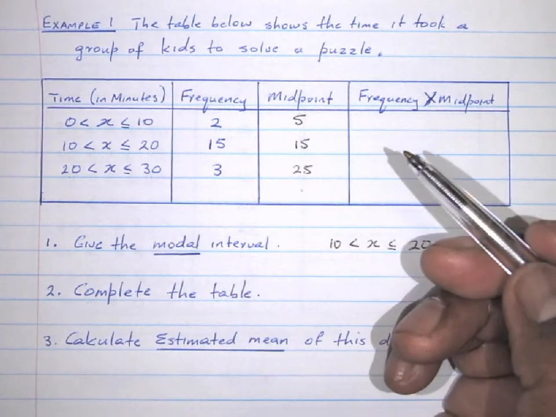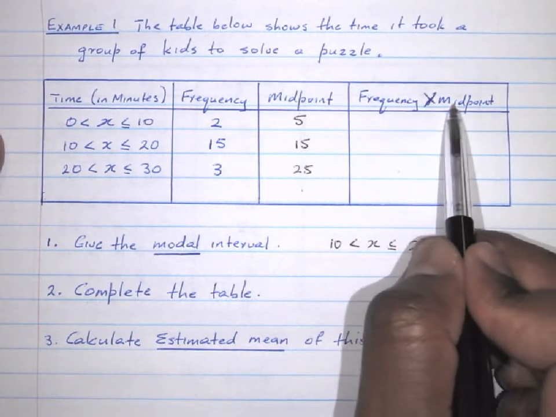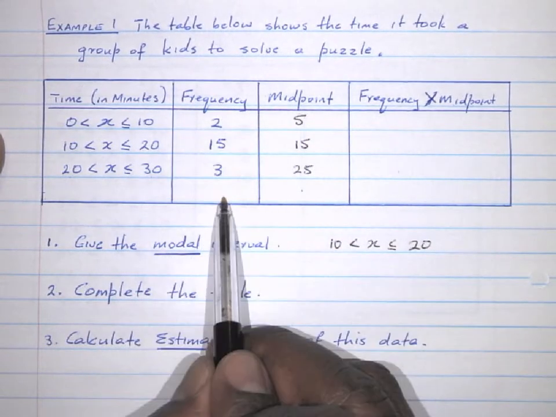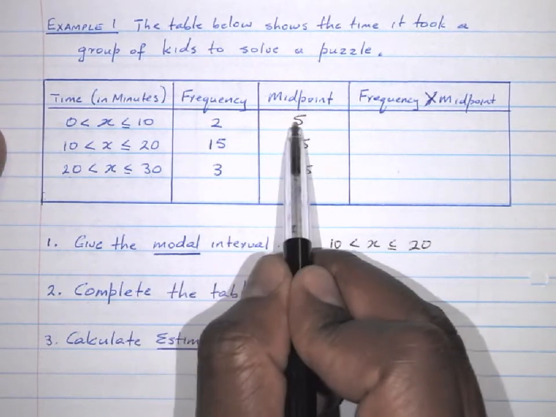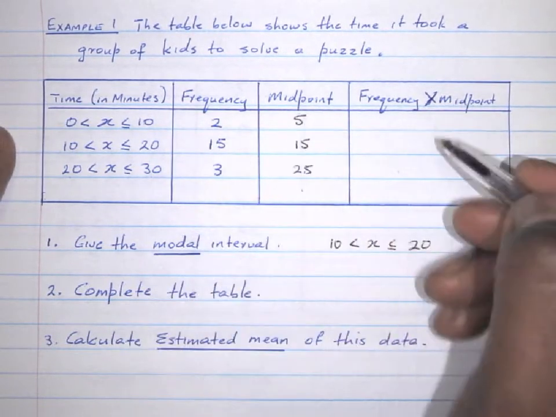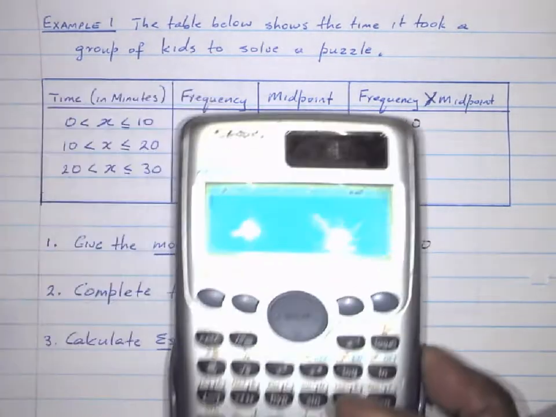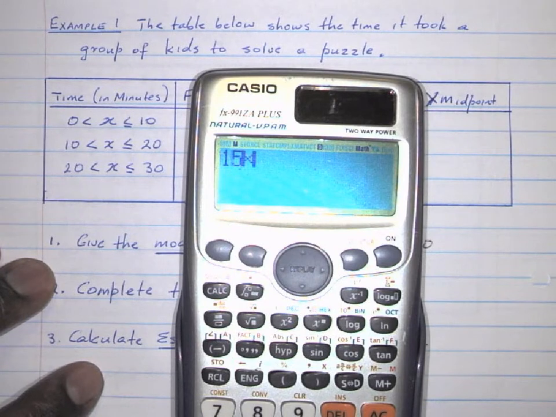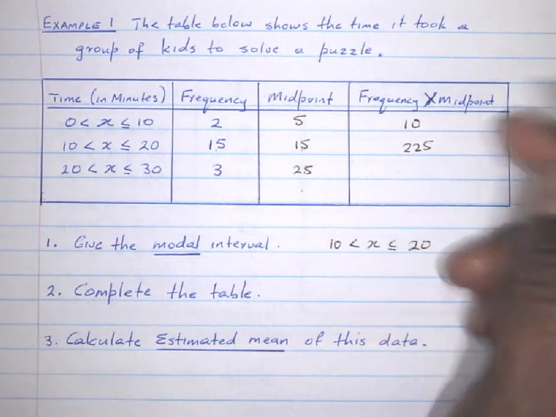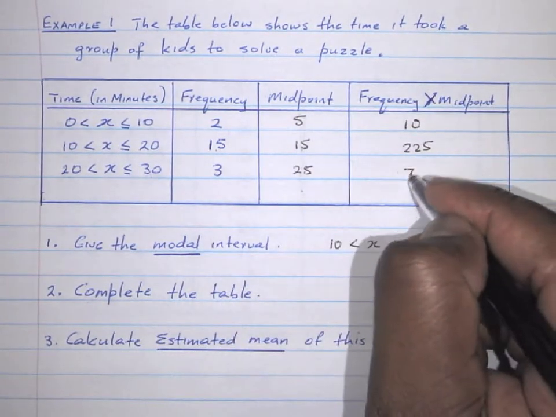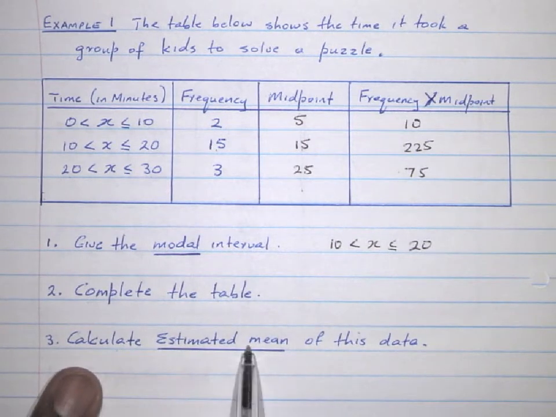Next, they say you must find the frequency multiplied by the midpoint. The frequency is this column, the midpoints are this column. So I'll be multiplying this with this. 2 times 5 gives us 10. 15 times 15, I'll use my calculator so that I don't make a mistake, is 225. And 3 times 25 is 75. Done. Then the next one says, calculate the estimated mean.